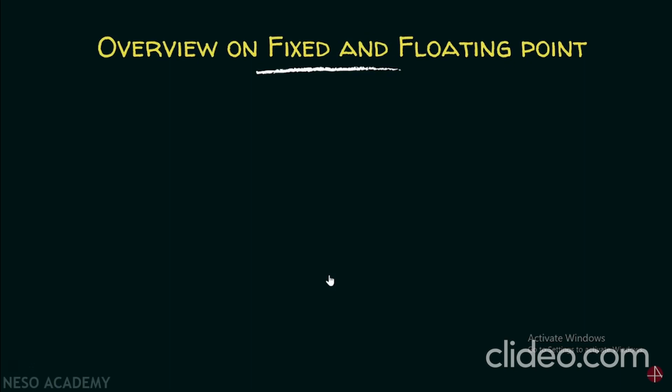We have two different representations for fractional numbers. One is fixed point representation and the other one is floating point representation. Let's see what we mean by fixed and floating points, why floating point is used in modern computers and fixed point isn't, and what is the difference between fixed and floating point.